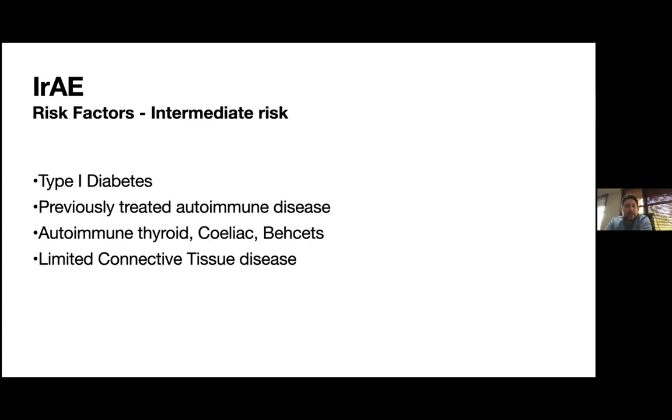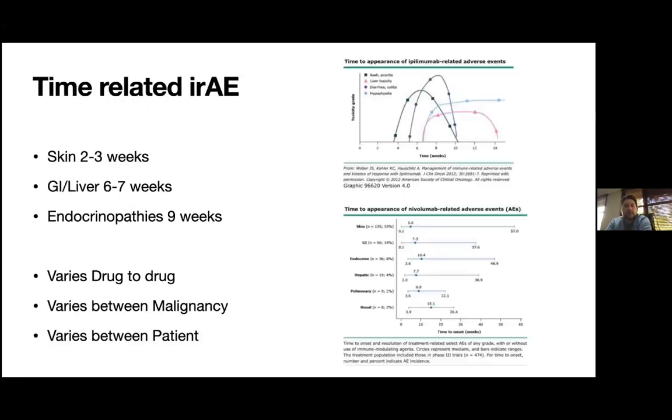In terms of intermediate risk, type 1 diabetes, previously treated autoimmune disease such as autoimmune thyroid, celiac, and Behçet's, you can consider using these checkpoint inhibitors in these patients, as long as they're carefully monitored and are aware of the increased risk of side effects.